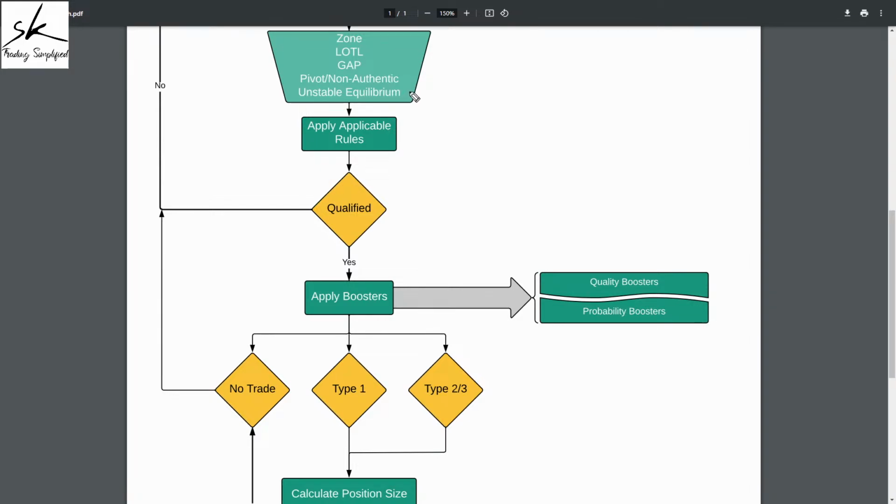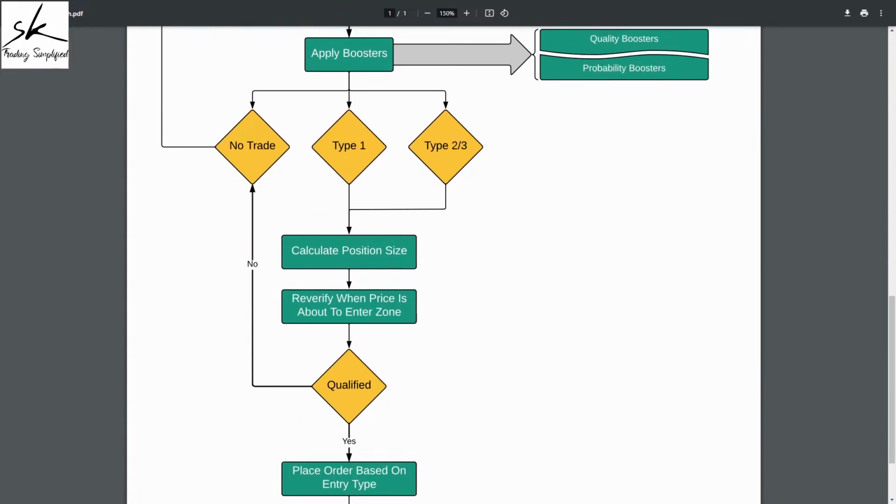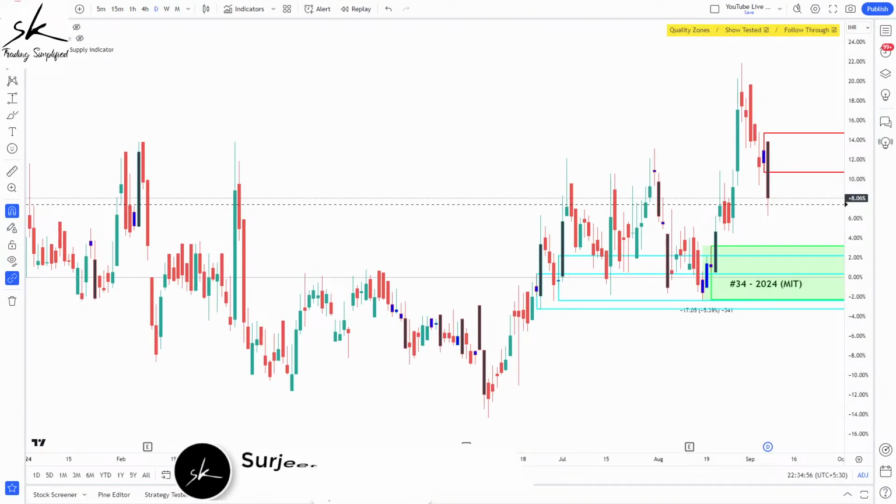And the last one is unstable equilibrium, which is not applicable. So if I'm a person who's always applying the conservative rule, then based on all these conditions, this zone is qualified for me. I have the green signal to move ahead. So after applying all the applicable rules, is the zone qualified? The answer is yes. Now, once the zone has been qualified, again, it does not mean I can blindly trade it. The next step will be to do my booster scoring. So let's get started with the boosters.